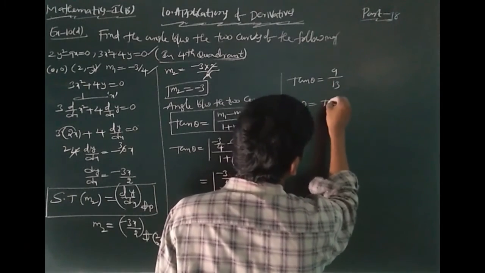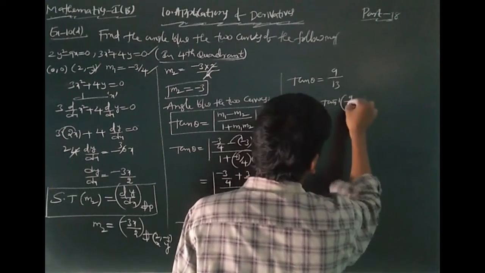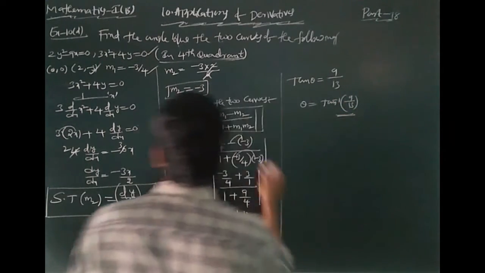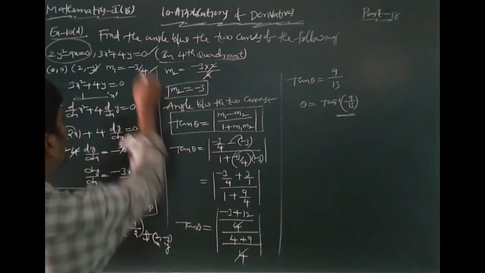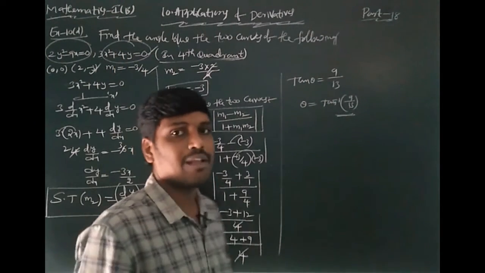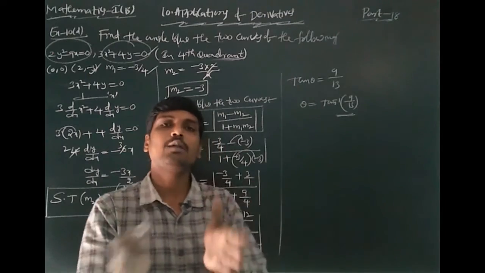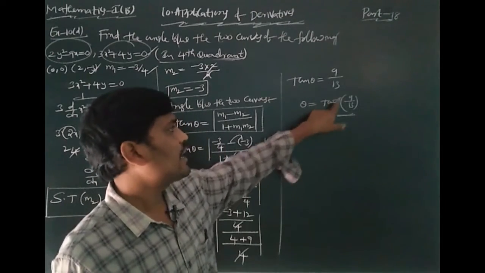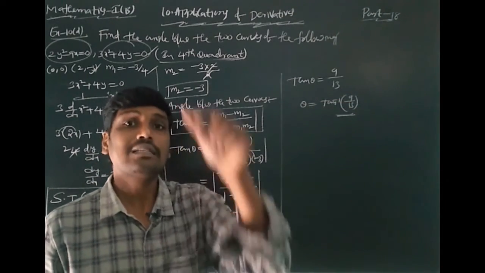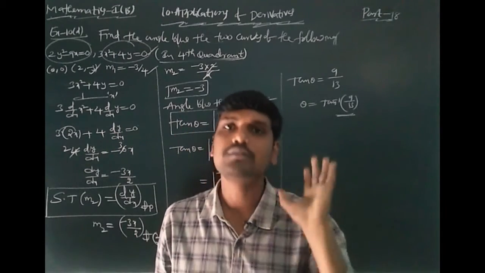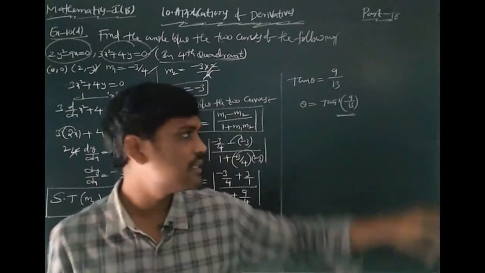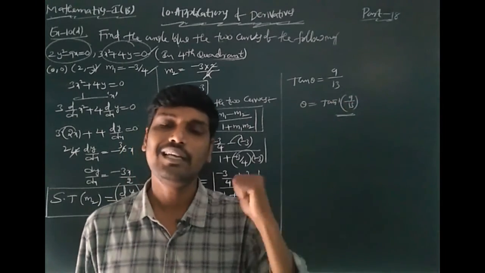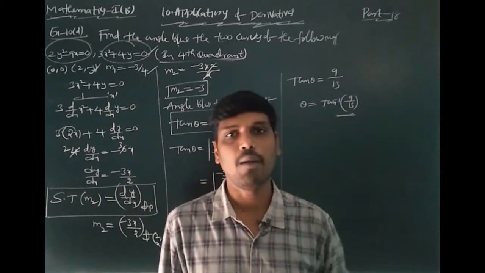Then theta is equal to tan inverse of 9 by 13. This is the angle between the two curves 2y square minus 9x equal to 0 and 3x square plus 4y equal to 0. The angle between these two curves is theta equal to tan inverse of 9 by 13. For the curves intersecting in the fourth quadrant, you can find the angle, that is tan inverse of 9 by 13. In this way you can do any problem.